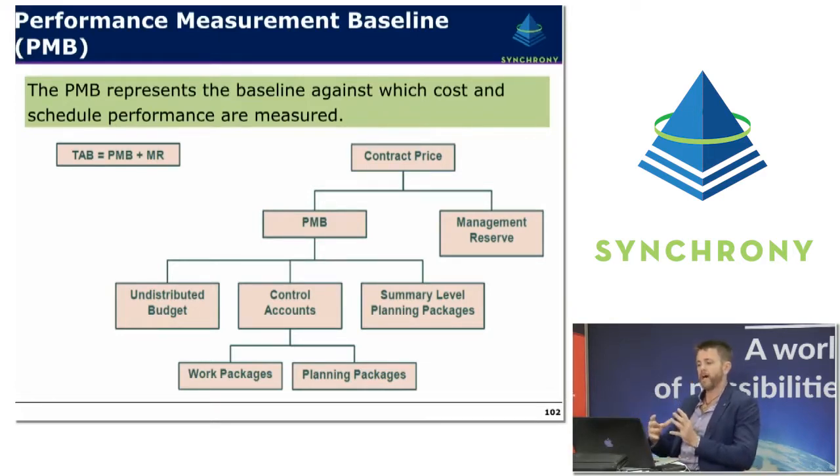In some cases, there may be what's referred to as summary level planning packages. And these are basically fairly large planning packages that are so uncertain they haven't even been allocated to a control account manager as yet. So if you like, you could imagine that they're still allocated to the project manager, and they're fairly uncertain in the future.